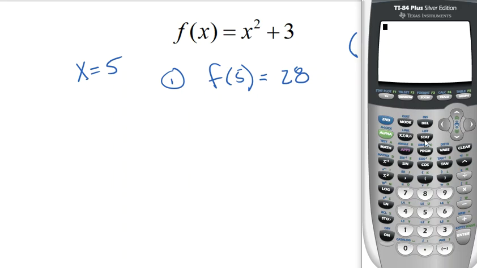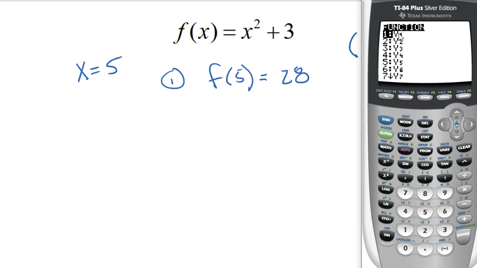Now, one cool feature of your calculator that maybe you didn't know you had is the ability to evaluate values. So if I tell you to plug in 5, obviously you could do it in your head or on paper, but your calculator is capable of doing this. You're going to hit, not second, you're just going to hit vars. You're going to slide over to y vars, and you're going to go to number 1, function.